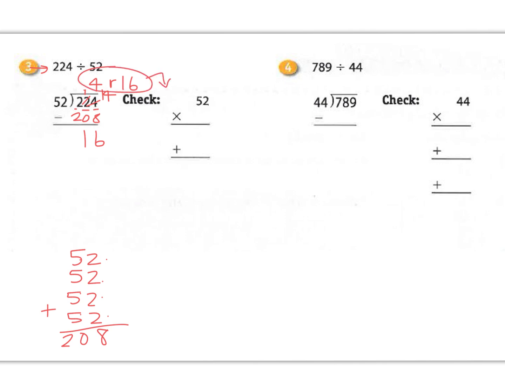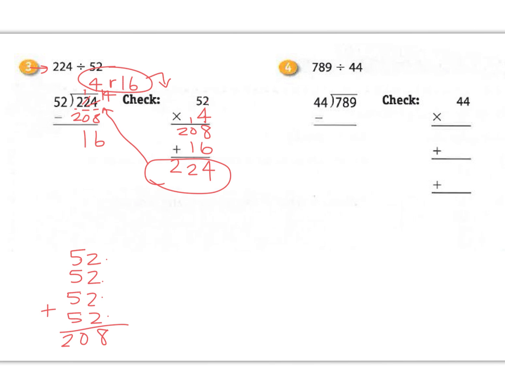So how we check our answer is we take our answer and then we put it in and we check it. So we do 52 times 4. So 4 times 2 is 8. 4 times 5 is 20. And then we add 16. 8 plus 6 is 14. Carry the 1. 1 plus 1 is 2. 224 equals 224.